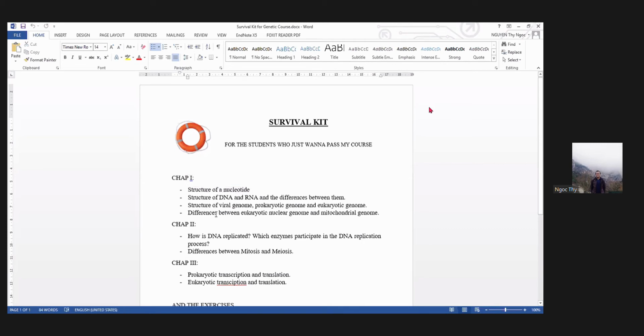The structure of a nucleotide is composed of 3 main components: a 5-carbon sugar, which in DNA is deoxyribose and in RNA is ribose; a nitrogenous base, of which there are 4 types: A, C, G, and T in DNA, and A, C, G, and U in RNA; and a phosphate group. The second one is the structure of DNA and RNA and the differences between them. This is the part that you should focus on.